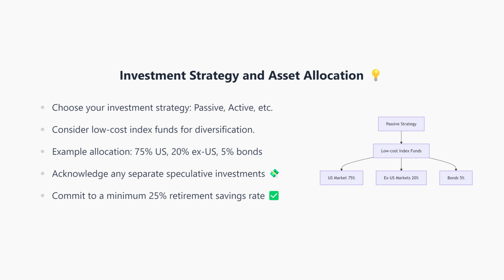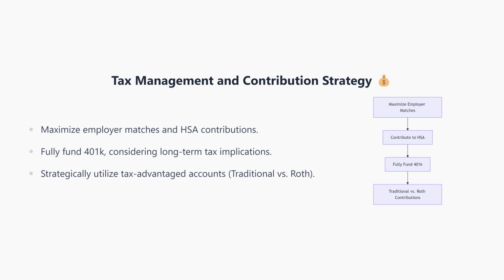Your IPS should also recognize any speculative investments separate from retirement savings, and a minimum 25% retirement savings rate should be committed. It's also important to understand your comfort level with market fluctuations and assess the correct bond allocation needed to mitigate risk. Managing taxes involves handling tax implications across various accounts, like 401k, Roth IRA, and HSA.